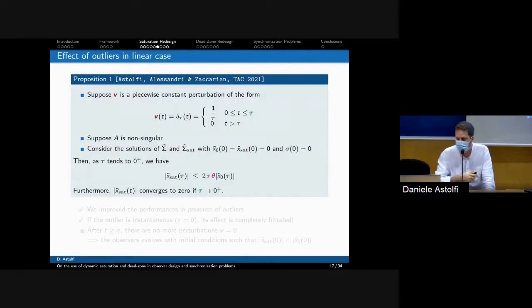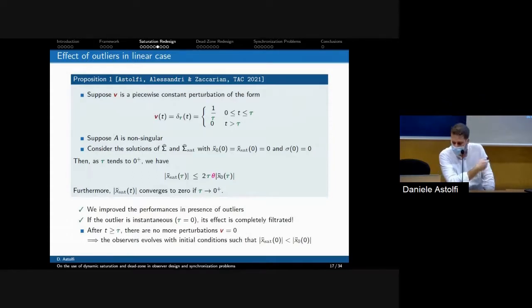So the result is that now if V is modeled as a Dirac delta impulse of length tau, which is basically this, we consider the two solutions of the two observers. So x0 tilde is the estimation error for the original observer, and x tilde sat is the estimation error for the redesigned one. We put it at 0, we put sigma at 0. We apply the impulse, and we check what happens to the solution at the instant tau. And what we can prove is that at time tau, the tilde x sat, so the estimation error that we make with the redesigned observer, is smaller than the estimation error that we make with the original observer multiplied by tau. So this means that if tau, remember, is a Dirac delta, so tau is something very small. So if tau tends to 0, actually this goes to 0, and it means that we really improve a lot.